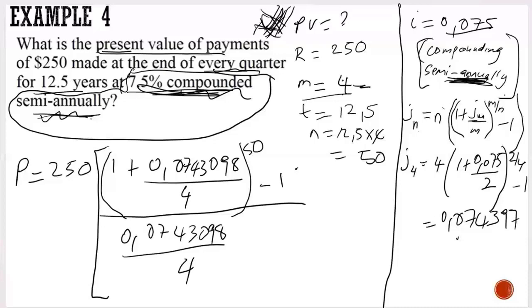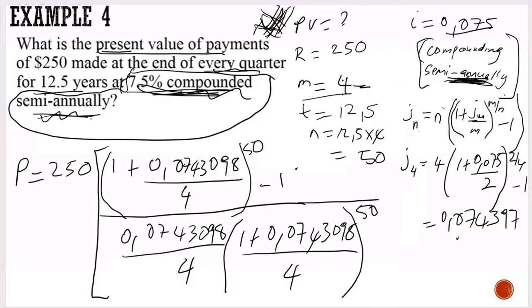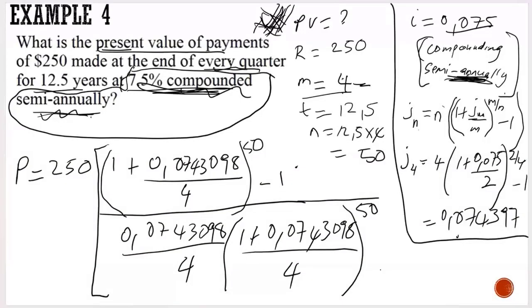Divided by 4 into 1 plus 0.0743098 over 4. This is a present value formula, guys. It's too complicated. This is 50, and then you plug everything into your calculator, and your present value should be 8096.11. Now this is if you are doing this manually.